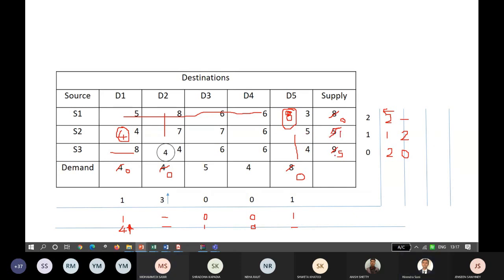Okay. So we'll recalculate the penalties. So now we don't need to worry about this as well as this one. Okay. Here the penalty is 1. Here the penalty is 0.